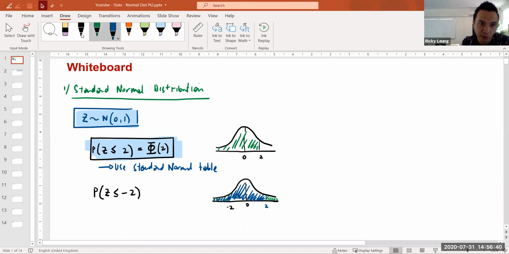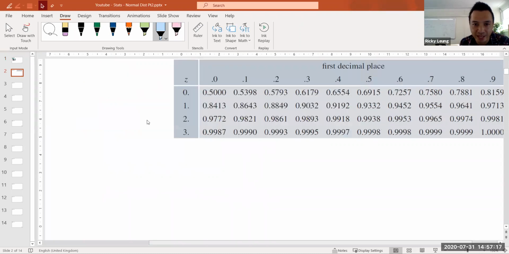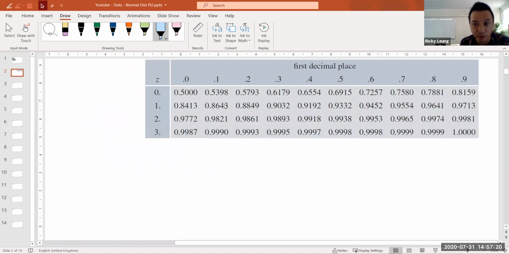So what I want you to see is that if you wanted Z less than or equal to a negative value, that equals 1 minus the probability of Z less than or equal to the positive equivalent. Using the new phi notation, phi of a negative number equals 1 minus phi of the positive. That's the second property. This is what you do when you use negative numbers. The reason this is important is because of the table, which you can see has no negative Z values. It starts at 0, because of symmetry.